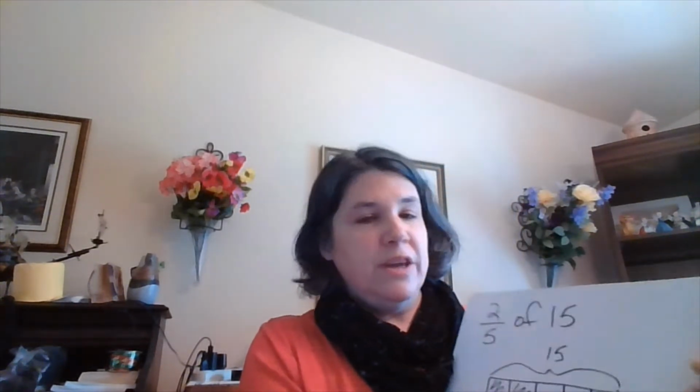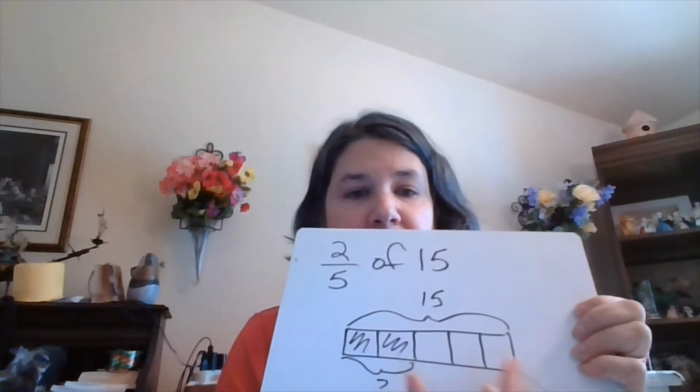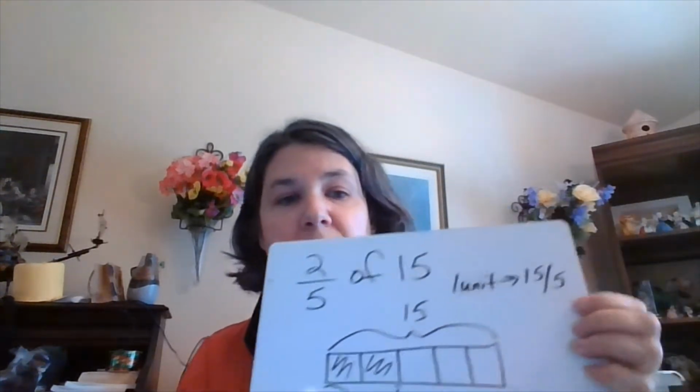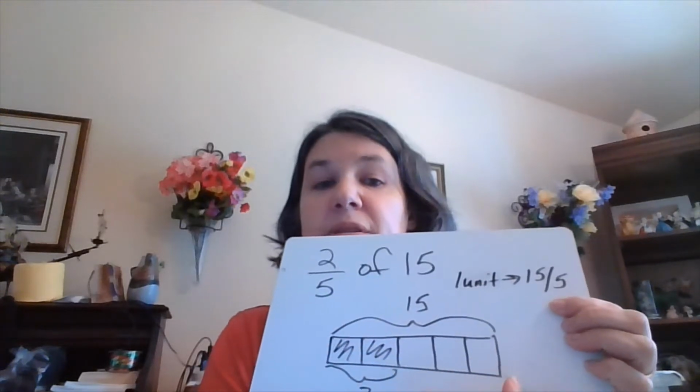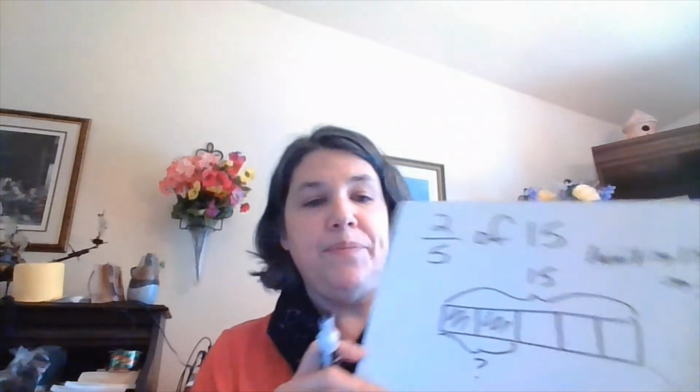So for this problem, we know that there are 5 units. We have 5 units, and that's 15. So 1 unit is going to be 15 divided by 5, right? To find 1 unit, we take the 15 and we divide it by the 5. And so 1 unit is going to equal 3.